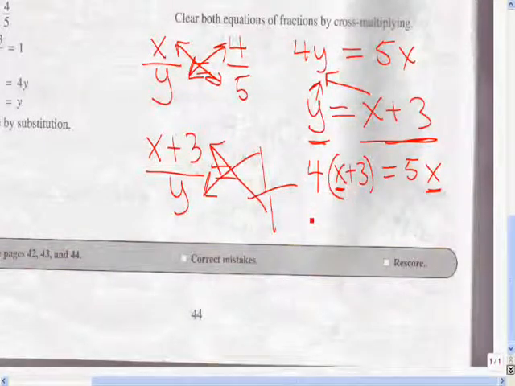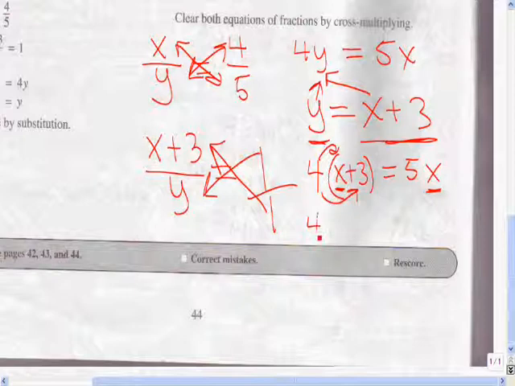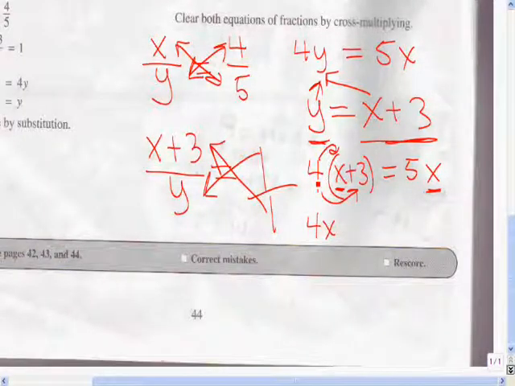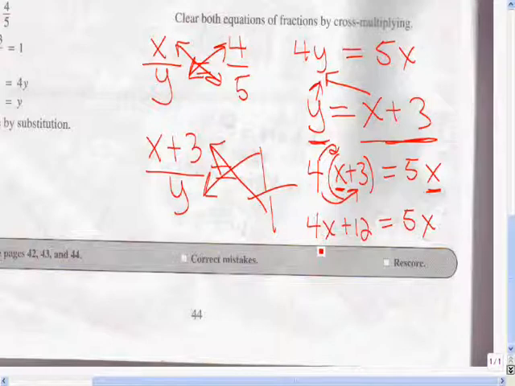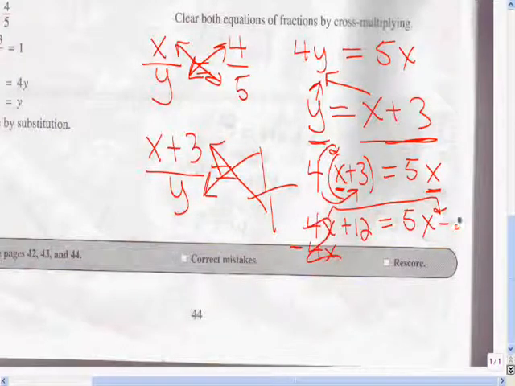So 4 times x plus 3, I'm going to use the distributive axiom or the distributive property. 4 times x is 4x. And 4 times 3 is 12. Equals 5x. Now I want to get the knowns on one side, the unknowns on the other. So I'm going to transpose. In other words, I'm going to transpose the 4x over to this side. The way I'm going to do that is by subtracting 4x from this side. Gives me 0, but what I do to one side, I got to do to the other, so I'm going to subtract 4x from over here. So what I get is 12 equals 5x minus 4x, which is just x.